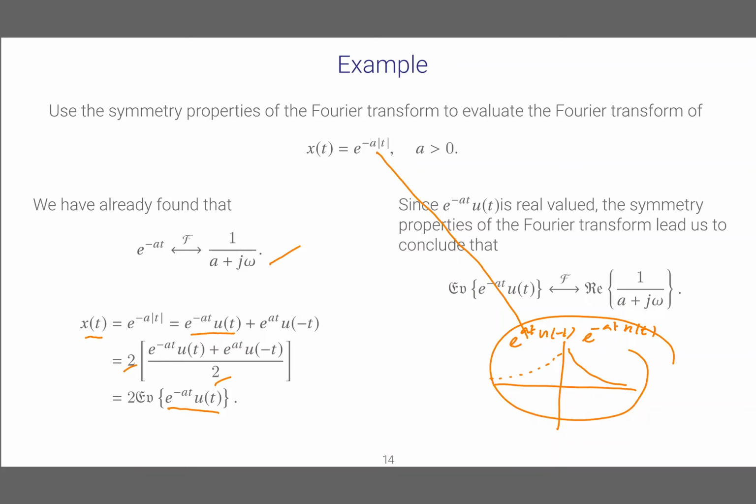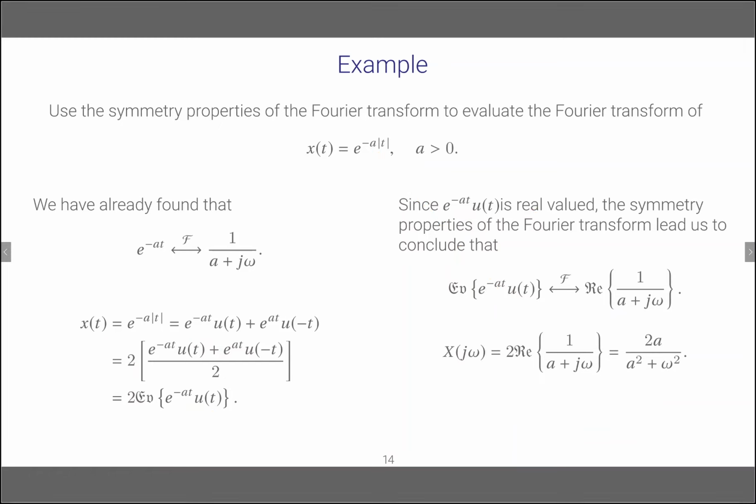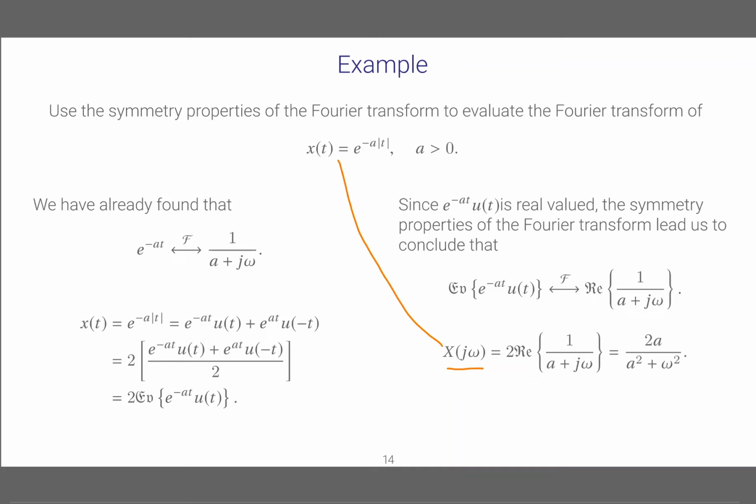So what is the Fourier transform of the even part? It's the real part of the Fourier transform. Since e to the power of minus at u(t) is real valued, the symmetry properties of the Fourier transform lead us to conclude that the even part of e to the power of minus at u(t) corresponds to the real part of the Fourier transform of that signal. Therefore, X(j omega), the Fourier transform of this, is 2 times the real part of 1 over (a plus j omega). That turns out to be 2a divided by a squared plus omega squared. So when we did this using first principles, we got this answer.